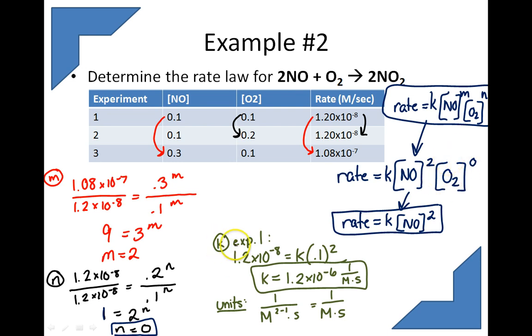Then solving for K, I used experiment 1, mathematically manipulated it, and got 1.2 times 10 to the negative 6th. To get the units on K, it's going to be 1 over molarity to the overall order, which in this case was just 2, minus 1, which is 1, seconds. So it's 1 over molarity squared seconds. Okay, stay tuned for the advanced screencast if you're feeling ready for it.